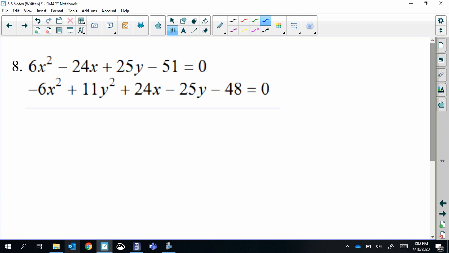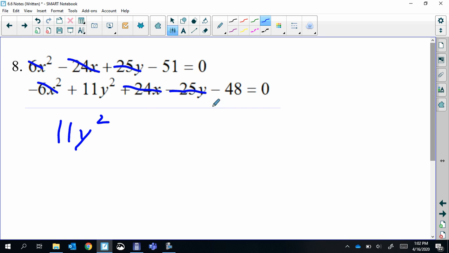All right, so we'll take a look at a hard one here. It looks hard. It's really not, because if everything was lined up, you would see that the x squareds cancel out. They're ready to go already. That's your clue. And we also have negative 24x, positive 24x, so those are going to cancel out too. And your positive 25, negative 25 is going to cancel out. So we put that all together. The only variable that remains is 11y squared.